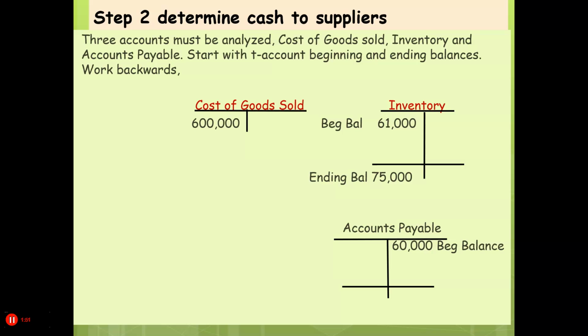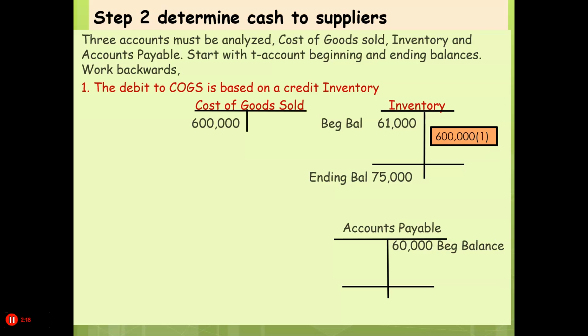Now this is how I like to do it. This is just my approach. You can do it any way you want. What I do is start with the three accounts that are going to affect accounts payable: cost of goods sold, inventory, and accounts payable. So to figure out how much cash, what I'm first going to do is say, okay, if I had a debit to cost of goods sold, which is what shows on the income statement, that means there was a credit to inventory.